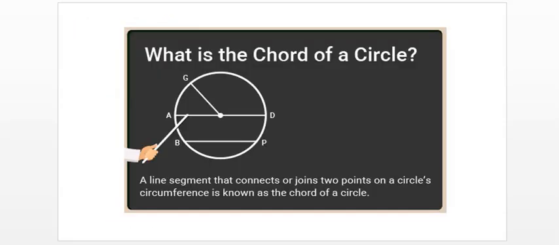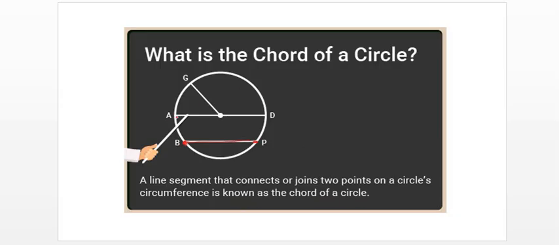So here quickly let's see what is the definition of a chord of a circle. Any line that you draw to join two points on the boundary of the circle. Look at this. For example, if I have this point B and this point P, if I join them with a straight line, this line is called the chord of the circle. A line segment that connects two points on a circle's circumference is known as the chord of a circle.